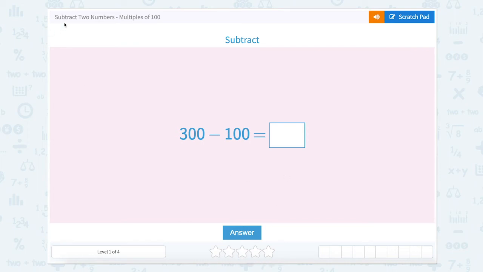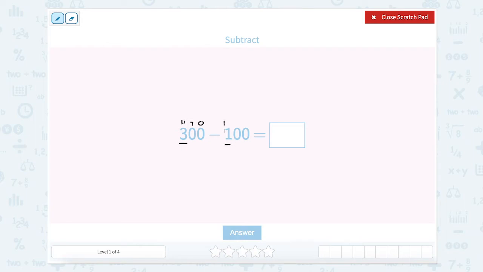Let's work on subtracting two numbers with multiples of 100. So I'm going to subtract, it says. So let's use our scratch pad. If we look here, we have 300s, 0 tens, and 0 ones.